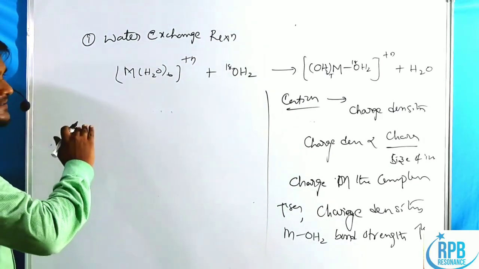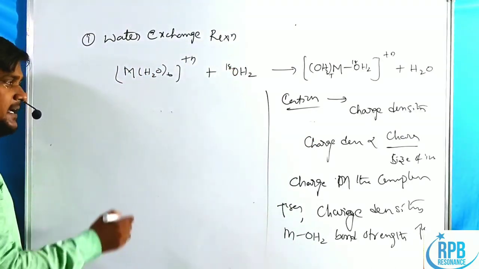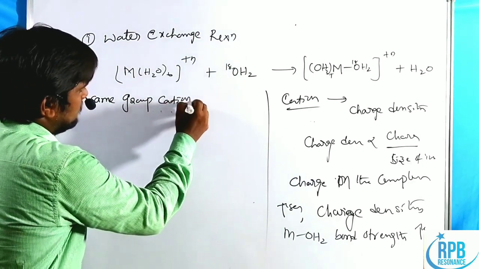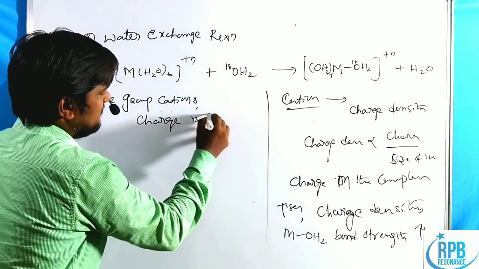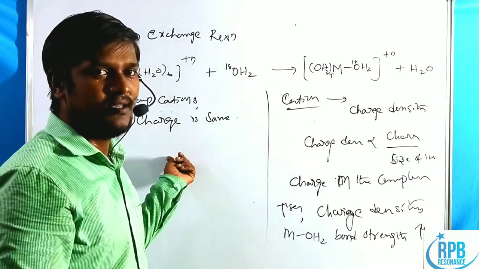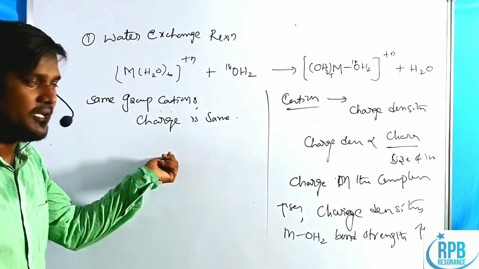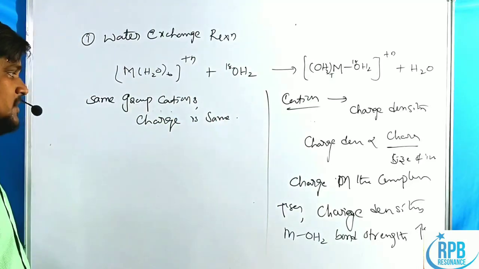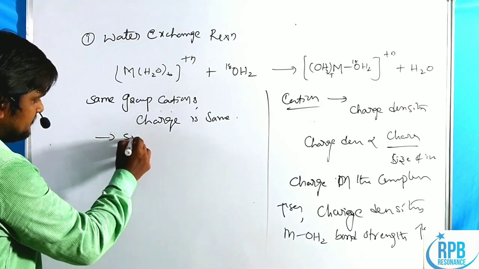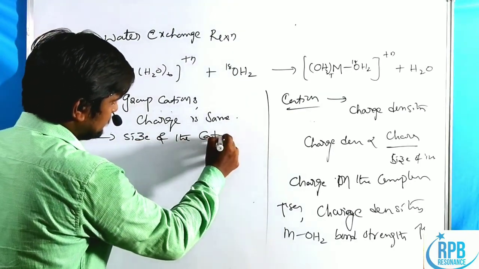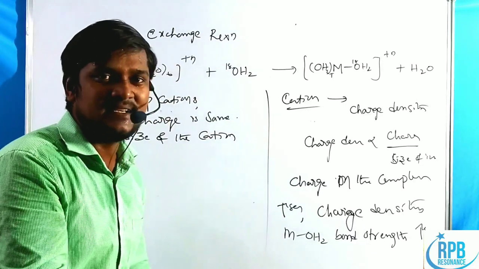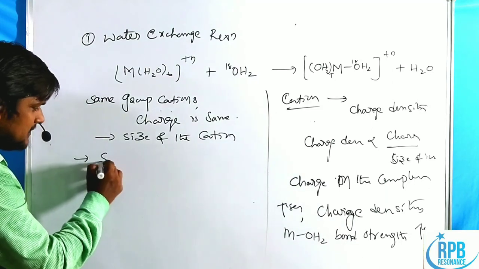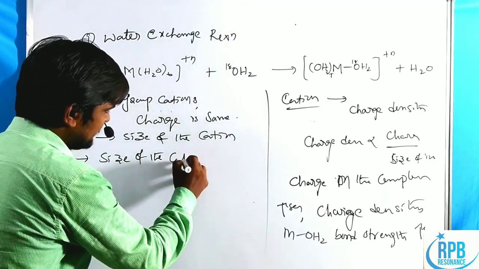Now let us go through a clear explanation about the size of the cations. I would like to take same group cations. That means the charge is the same, so charge is unaffected. Here we cannot identify which one readily participates in water exchange, so we go through the size of the cation. In a group, from top to bottom, size increases. This is the general trend.